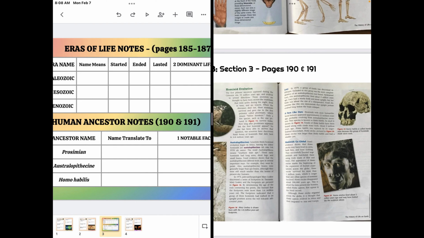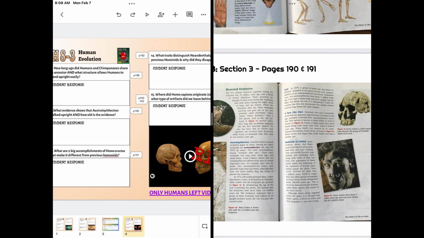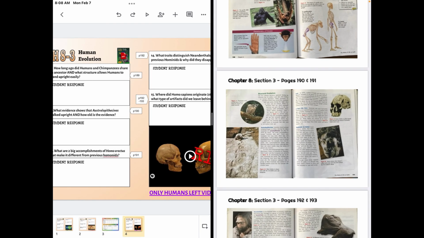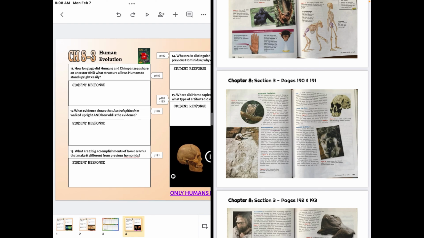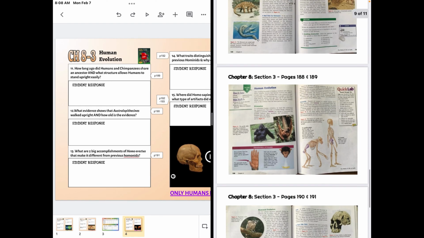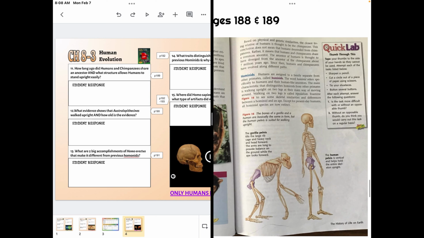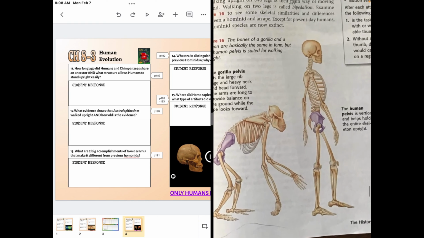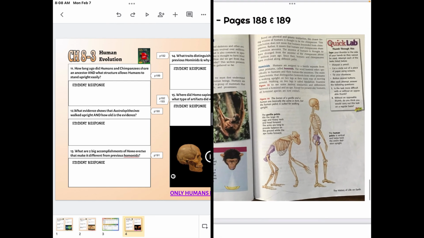Now, there are far more human ancestors than the book covers, and we'll read about them in detail. Now, for the questions: how long ago did humans and chimpanzees have a common ancestor? We get that one through DNA and not through fossils. And what structure allows humans to stand upright that's different from apes? The picture here highlights that.